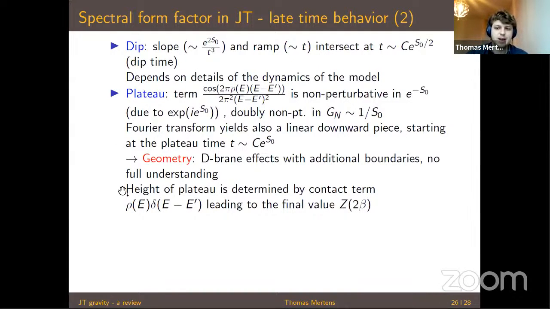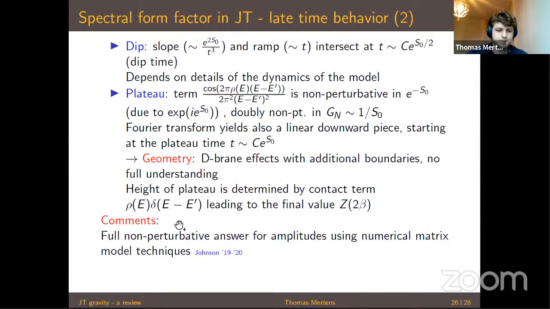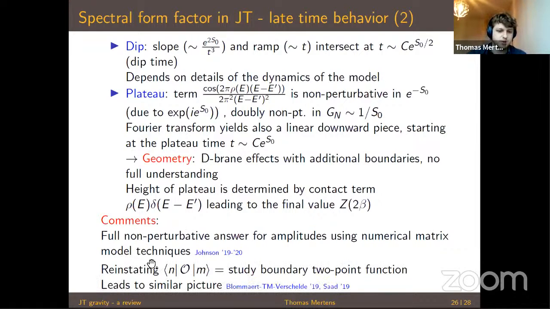And finally, the height of the plateau itself is determined by this final term we had in the pair density correlator, this contact term. Well, I wanted to make some comments, but let me skip those. Maybe just stating that you can reinstate these matrix elements and study the boundary 2-point function. This was studied in a couple of papers as well, and leads to a similar picture of slope, ramp, plateau.